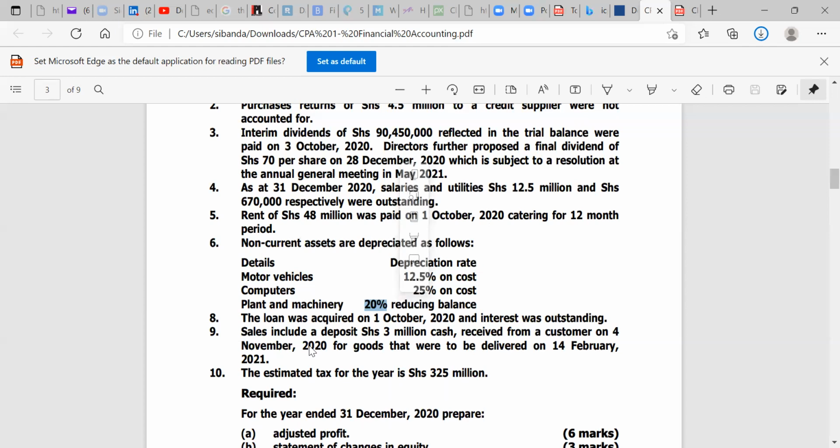Then we have, they're telling us that the loan was acquired on— Excuse me, sir. You're excused. Kindly repeat for me the reducing balance method.